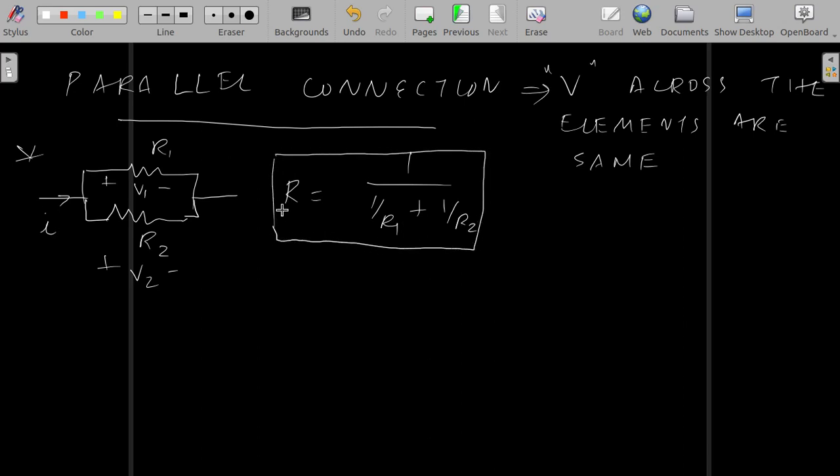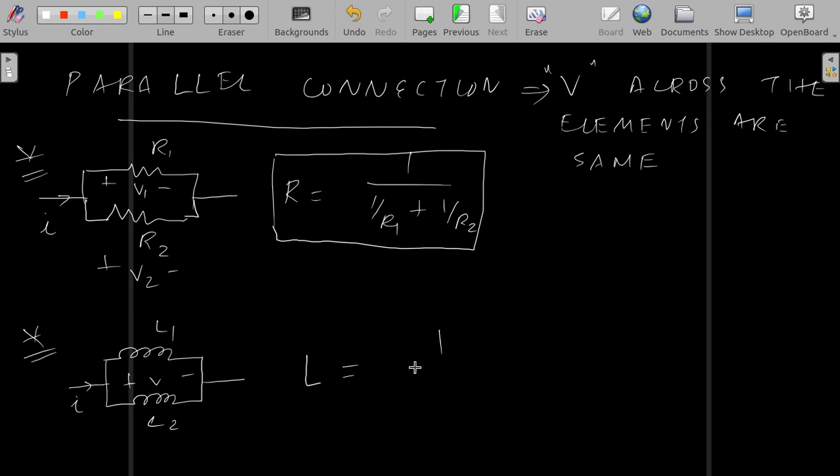This is how two resistors behave in a parallel connection, right? And if we draw for, let's say, two inductors, L1, L2, again the voltage will be the same, V volt, then the net inductance L equals 1 by L1 plus 1 by L2.